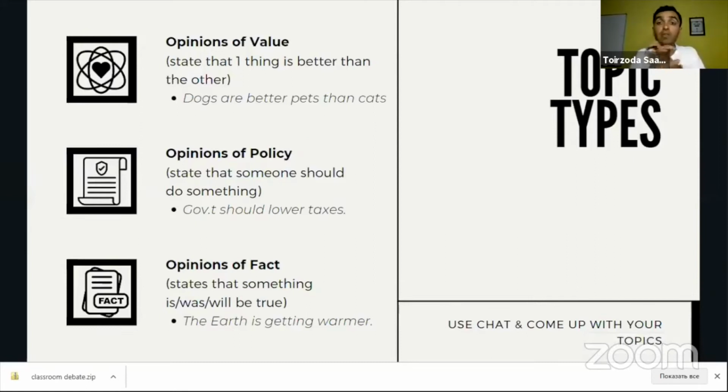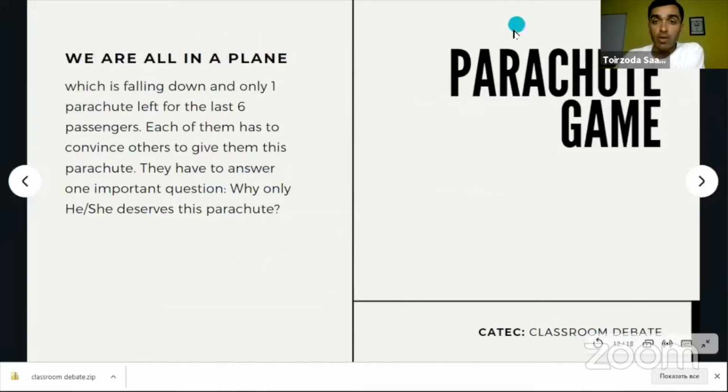So the first one is perfect for students who are just starting the debate, just starting to say their mind, because they will debate with their beliefs, their own arguments. So we have three options here, as I said, three types of topics. Opinion of value, something is better; opinion of policy, someone should do something; and opinion of fact, something will be true or is true.